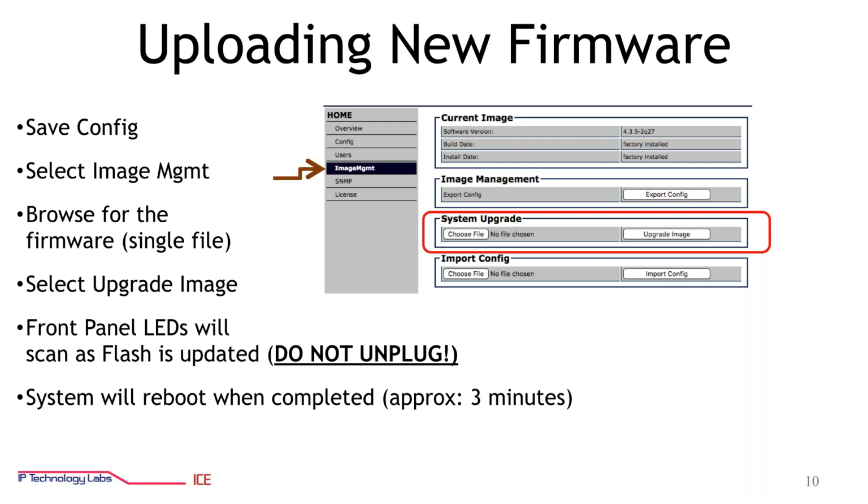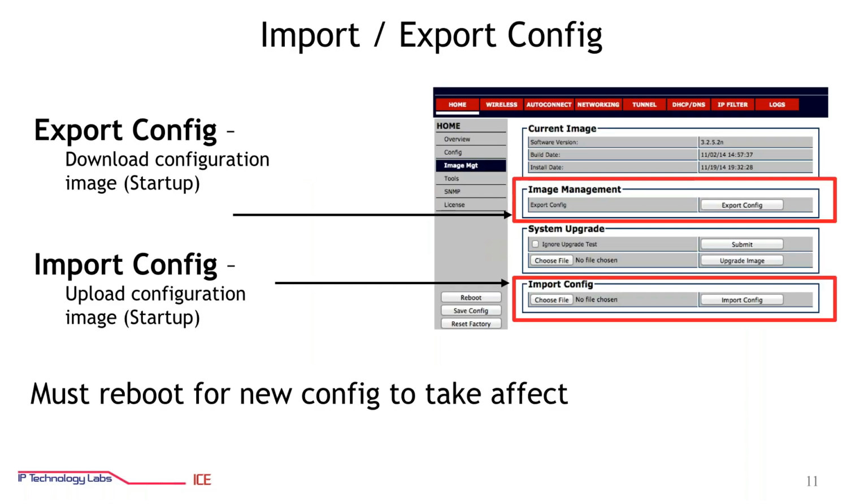Uploading new firmware. We have regular releases, both engineering releases and full system releases. Basically, you go to Home, Image Management, find the file, choose the file, and hit Upgrade. It takes a couple of minutes. Do not unplug power on the device once you start the upgrade. When it starts the upgrade, it will install the new firmware and automatically reboot the device. We can also export and import the config.